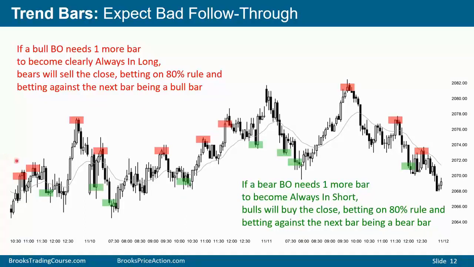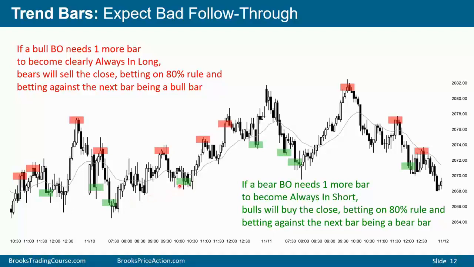The opposite is true with sell-offs. Whenever you see a strong bear bar and you say, boy, I really hope we get one more bear bar. As soon as you're hoping for that one more bear bar, it's usually better to buy. If you're an experienced trader, you'll simply buy the close. Big bear bar, bears need a little bit more to convince traders they've taken control. Well, bulls will buy that bear close.